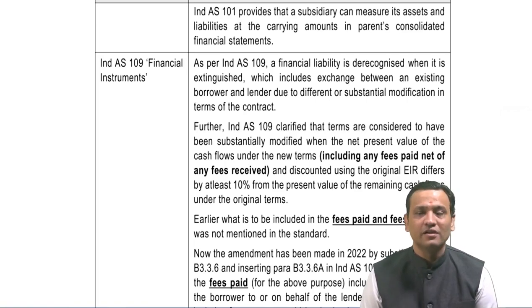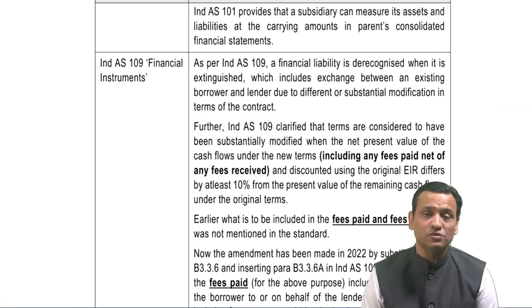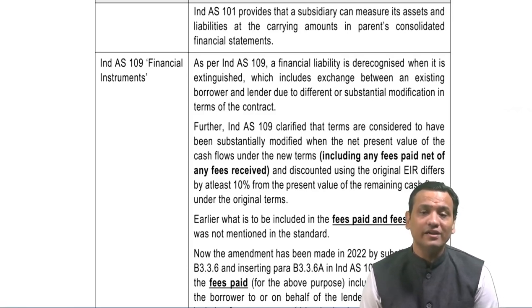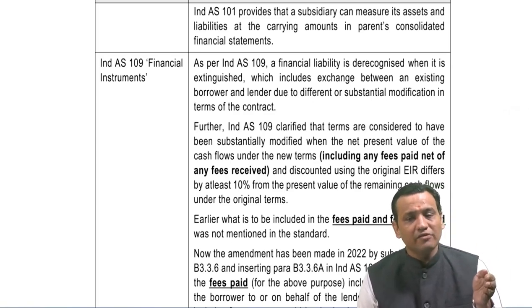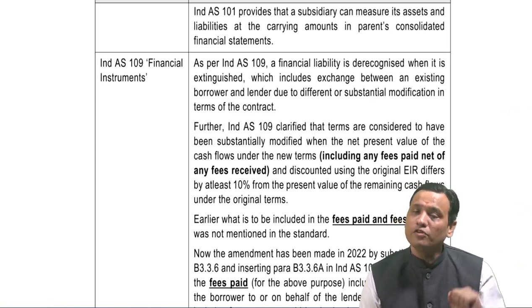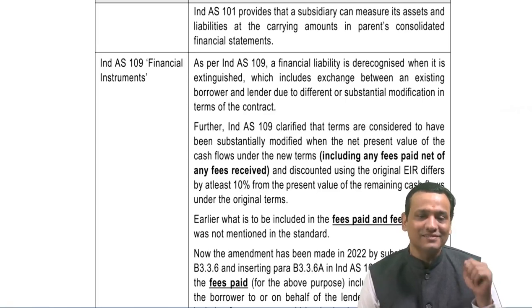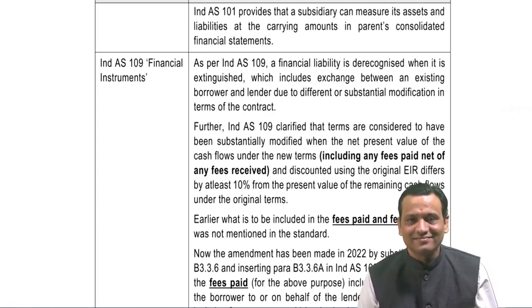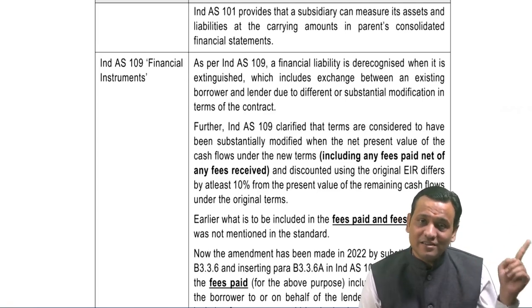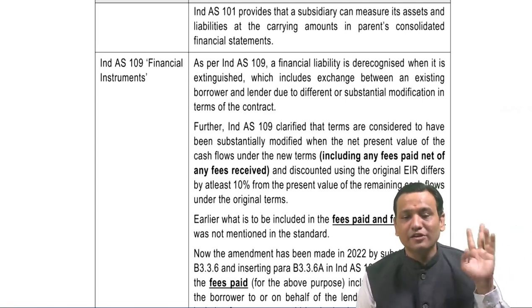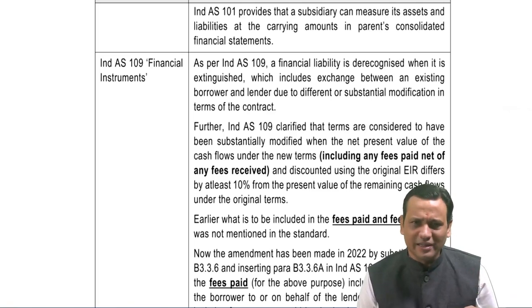We used to say, if the liability is modified, take the present value of the modified cash flows discounted using the original EIR, and find out the present value of the remaining cash flows of the original liability. If the difference between these two is 10%, then we used to derecognize the existing liability and recognize the new liability. I hope you remember that point.